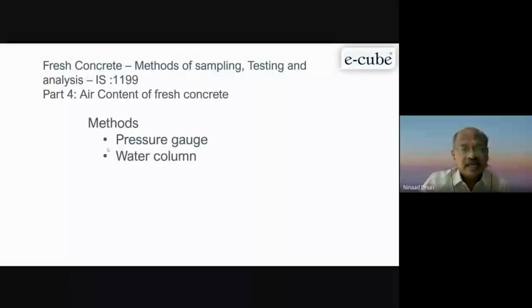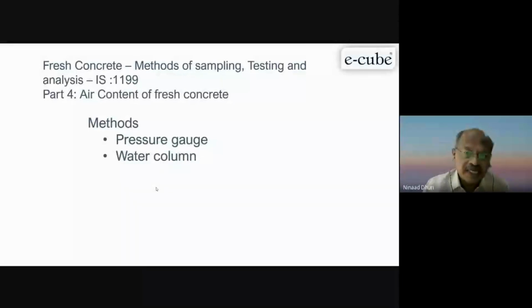Next is your air content in fresh concrete. This is not very applicable in our area, because we rarely use air entrained concrete. Normal concrete will have at least 1.5% air. Whatever way you are compacting, it will definitely have air in it. But what is happening is, when you are using admixtures in concrete, a few admixtures may entrain air into the concrete, and that will remain in the concrete as it is. So ultimately, it will reduce your volume.